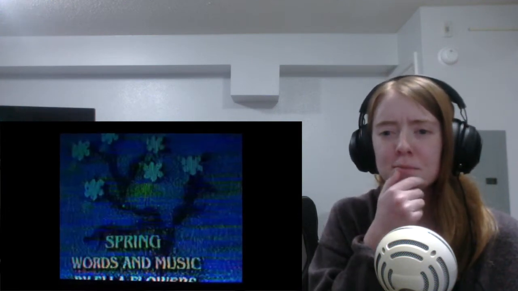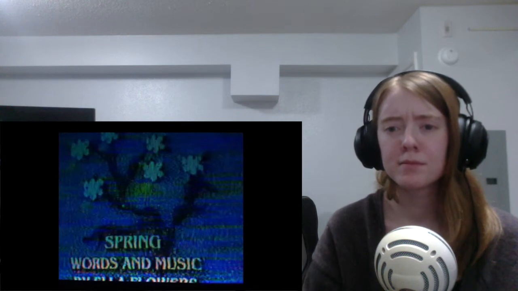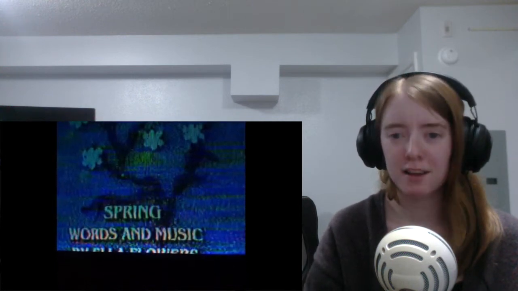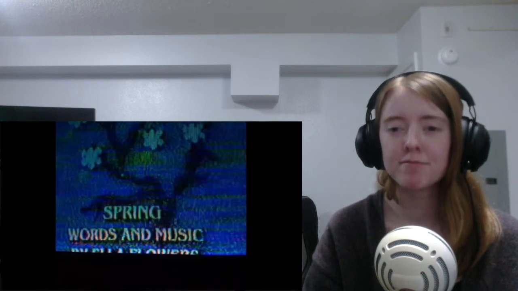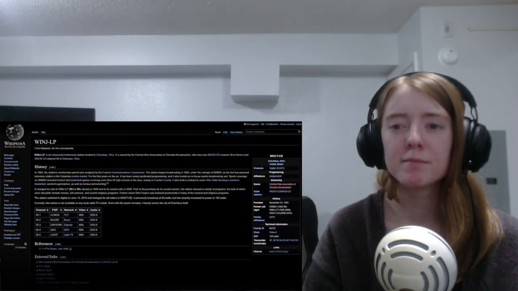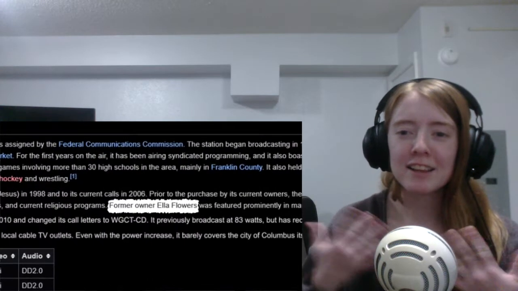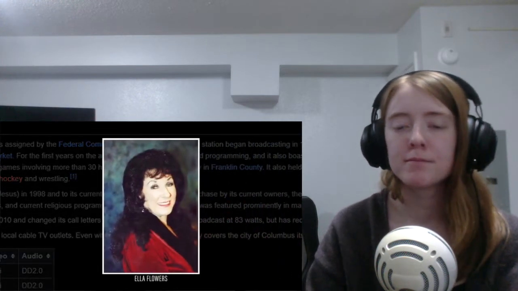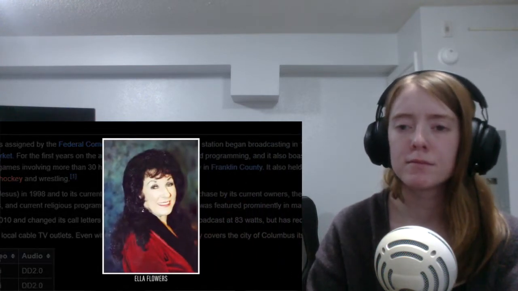This screenshot is of the credits from one of Pink Morning Cartoon's episodes. It's a little hard to read, but it's got Ella Flowers down there. It's credited to someone named Ella Flowers. If you recall, the station WINJLP was owned by Ella Flowers. Let's go, connection. Ella is a pastor and a singer-songwriter who actually narrated some of the kids' programming on that channel.